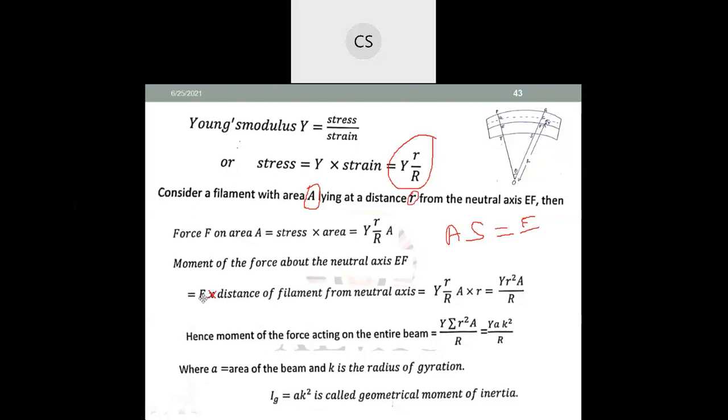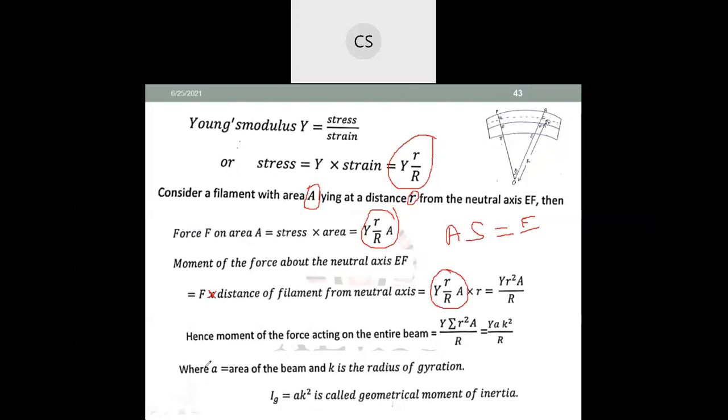So therefore, F, the force on the filament. What is the force on the filament? Just now we have found out F is nothing but Y into r by R into A. So that is what we have substituted here: force Y into r by R into A, into the distance of the filament from the neutral axis. Just now we have defined the distance; the distance is small r. So therefore you get Y into r square into A divided by capital R.